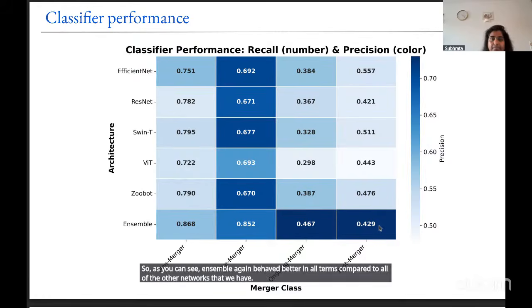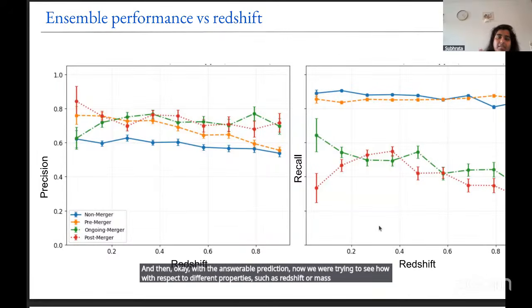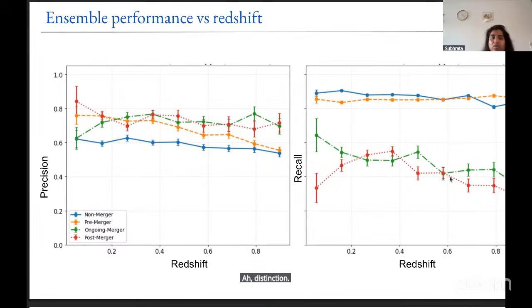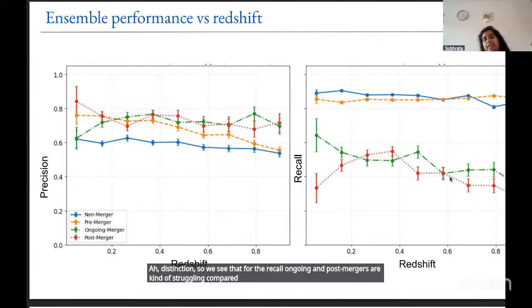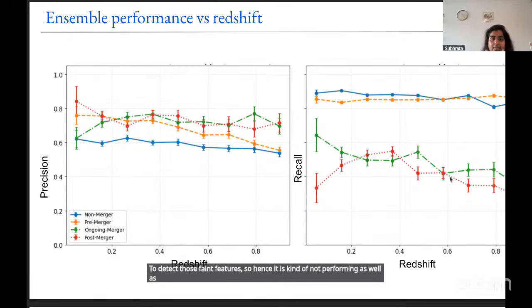And then, okay, with the ensemble prediction, now we were trying to see how, with respect to different properties such as redshift or mass, these statistics are behaving. What we see here is non-merger precision is more or less the same, but the recall shows a very interesting distinction. For the recall, ongoing and post-mergers are struggling compared to non-mergers and pre-mergers. It is quite true, because post-mergers have very faint features, and it sometimes becomes difficult for the network to detect those faint features. Hence it is not performing as well as the others.